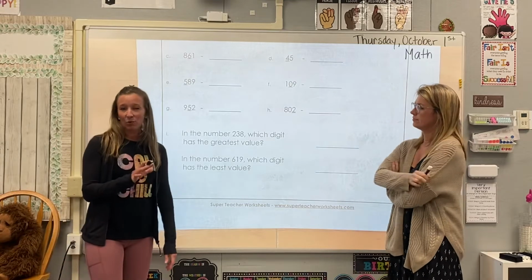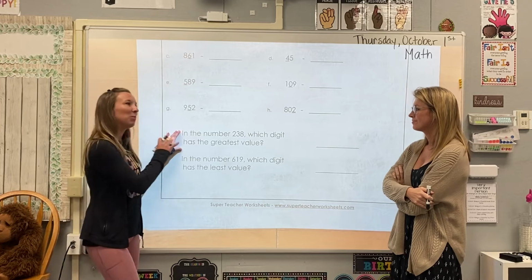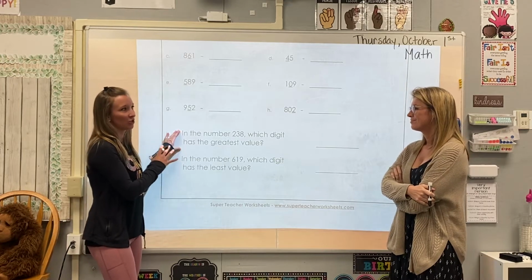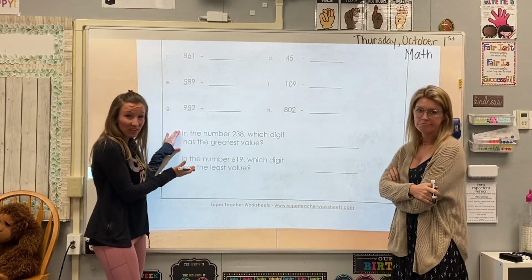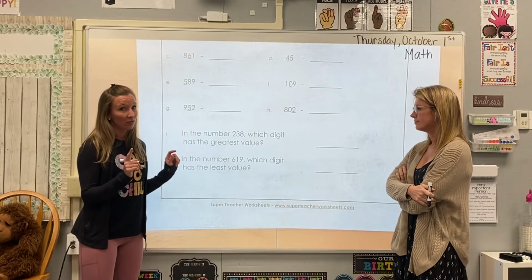I always think that these questions are kind of sneaky because I think the people who make worksheets try to trick children. I don't know why, but they do. And we're not going to let them fool you this time. They want you to pick the wrong answer.